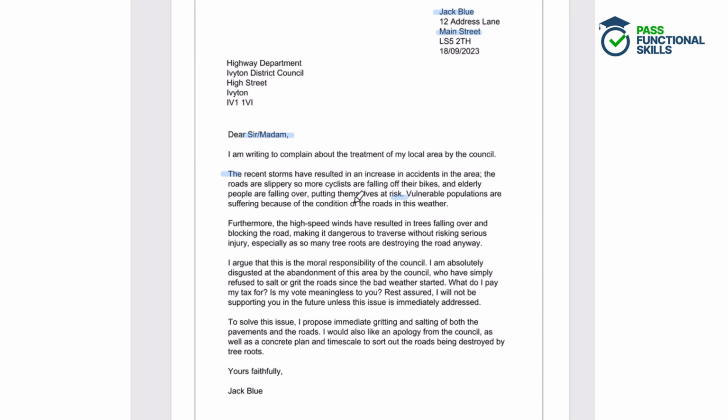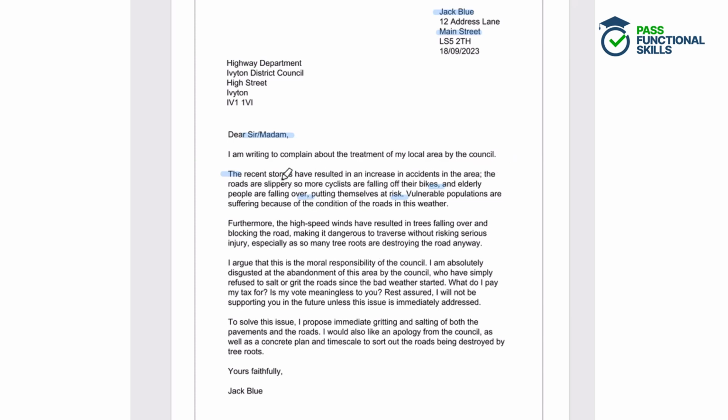We've also got some commas in this answer, and they have been used to add some further detail to sentences and create sort of separation between different clauses within sentences. So for example, we've got so more cyclists are falling off their bikes, and then we have a comma, and then to add more information we have a connective here, and elderly people are falling over, and then we've got another comma before we add more detail saying that they are putting themselves at risk when they're falling over.